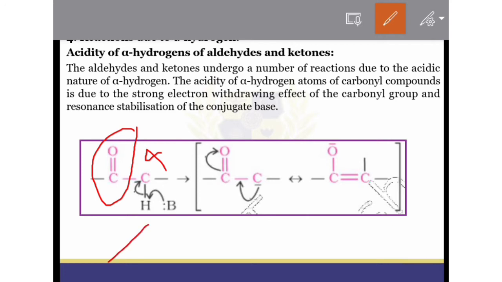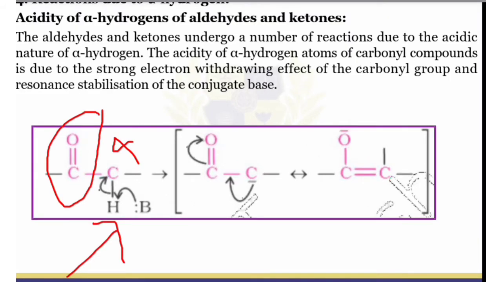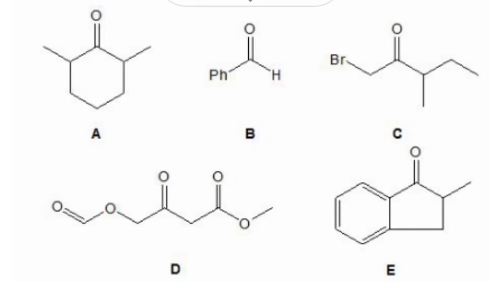So the hydrogen atoms attached to this alpha carbon are also called alpha hydrogen atoms. This hydrogen is the alpha hydrogen, and it is acidic. The acidity is due to the strong electron withdrawing effect of the carbonyl group. Because of this electron withdrawing effect, the alpha hydrogen becomes acidic. Having understood this, we're ready now to tackle this question.